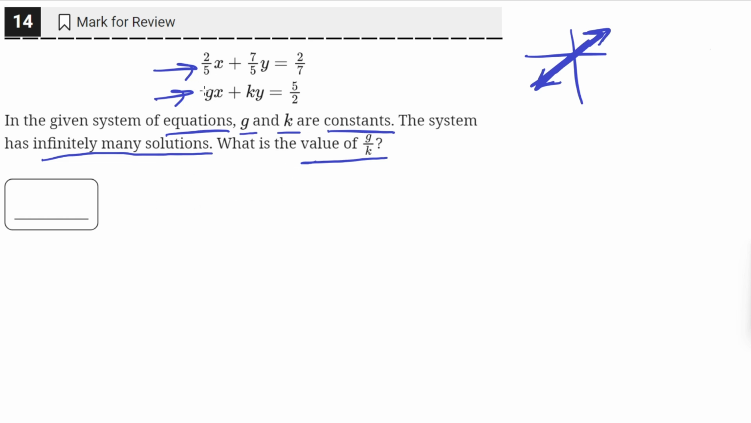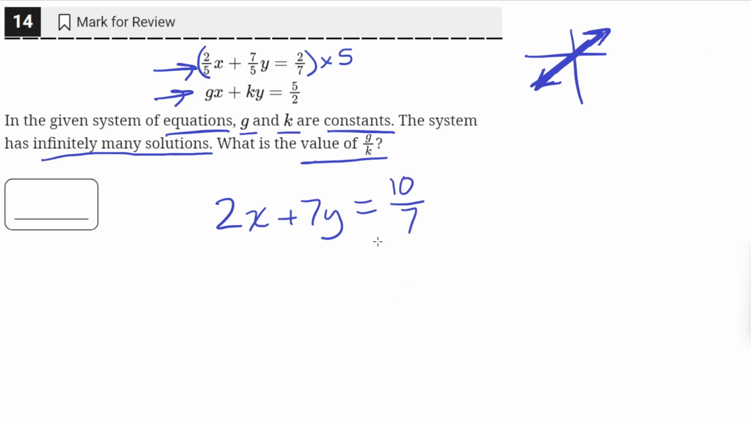So we just need to find values of g and k such that the slope and y-intercept of both of these equations is the same. And we're told the slope and y-intercept of the first equation, so let's find those. First we could multiply both sides by 5 to get rid of the 5 in the denominator. On the left-hand side we'll be left with 2x plus 7y, because the 5's cancel out. And on the right we'll be left with 2 over 7 times 5. That's just equal to 10 over 7.